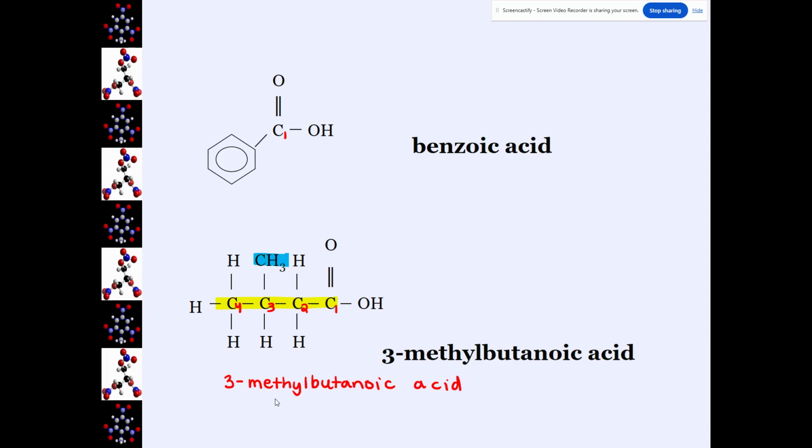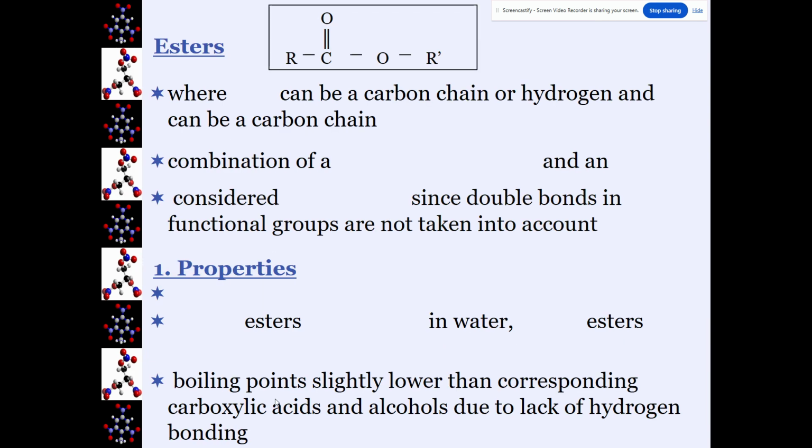Okay, so those are your acids. Next, we're going to get into esters. These are the final organic molecule that we look at in Chem 30. Keep in mind there are a lot more molecules, but for Chem 30, this is as far as we go. Now, esters might be the hardest ones.